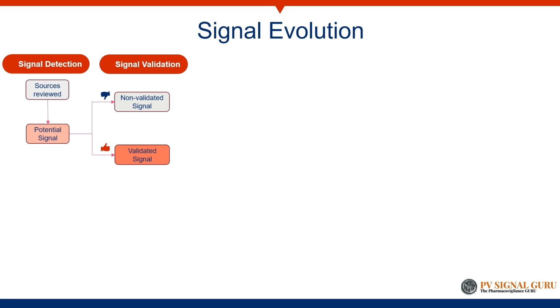And a non-validated signal is something which, after the signal validation process, has led to the conclusion that the available documentation at this point of time does not contain sufficient evidence demonstrating the existence of a new potential causal association or a new aspect of a known association, and therefore further analysis of the signal is not warranted, and hence for a non-validated signal there is no further process of evaluation, but for a validated signal we perform the analysis.